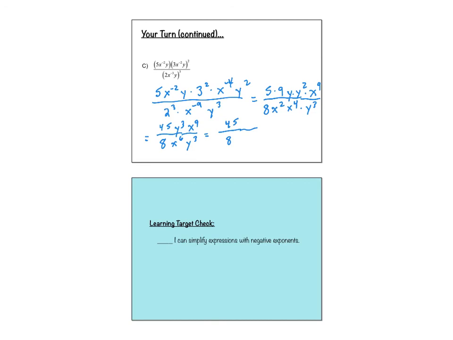X to the ninth divided by x to the sixth. Subtract your powers and you get x to the third. There's more at the top, so an x to the third up here. So 45x to the third over 8. So our learning target here was to simplify expressions with negative exponents, and that's what we did.